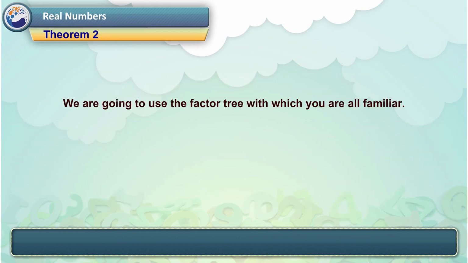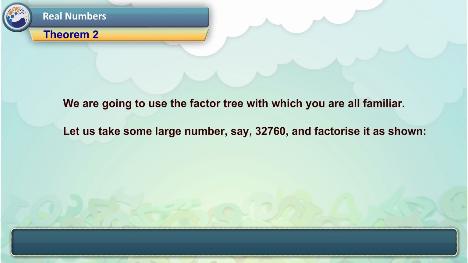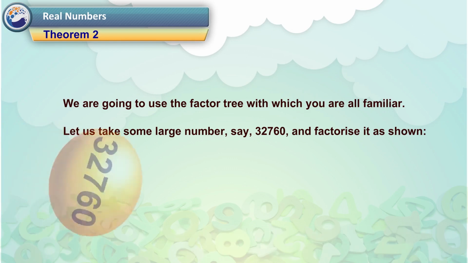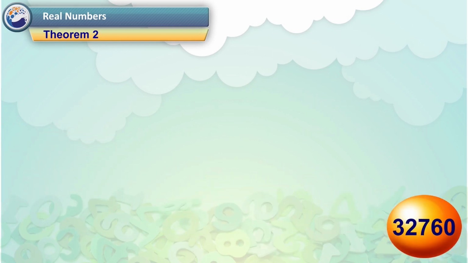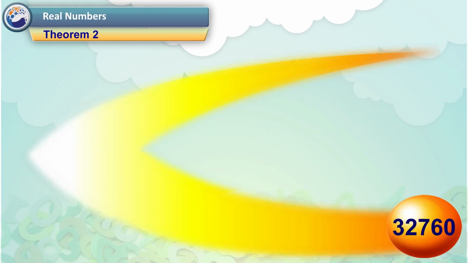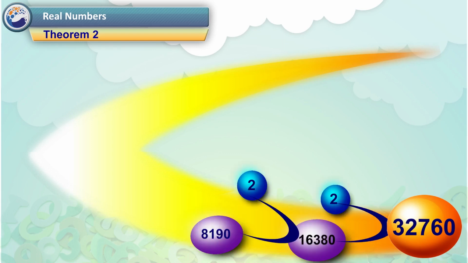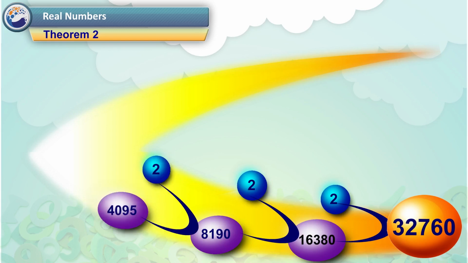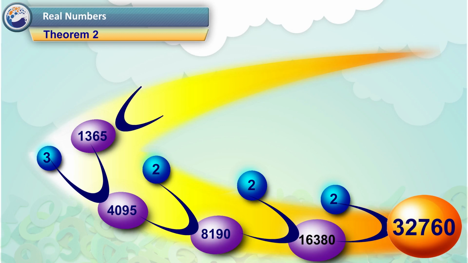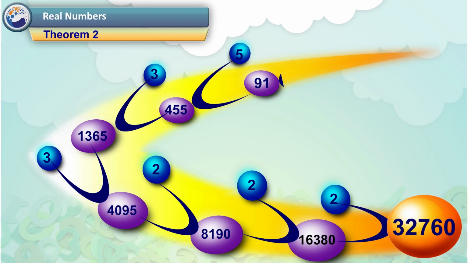We are going to use the factor tree with which you are all familiar. Let us take some large number, say 32,760, and factorize it as shown. 32,760 is equal to 2 times 16,380. Further, 16,380 is equal to 2 times 8,190. Next, 8,190 is equal to 2 times 4,095.